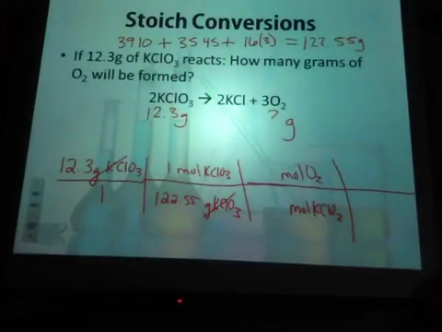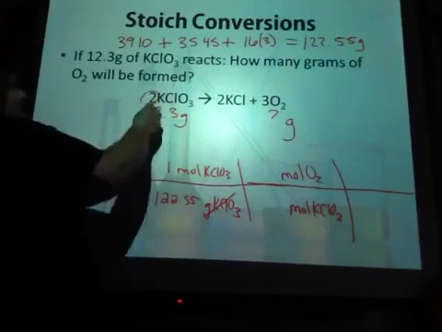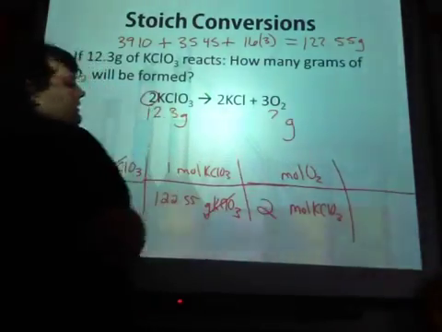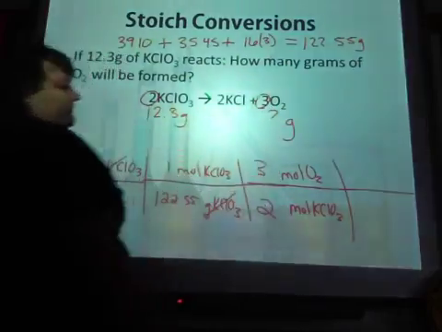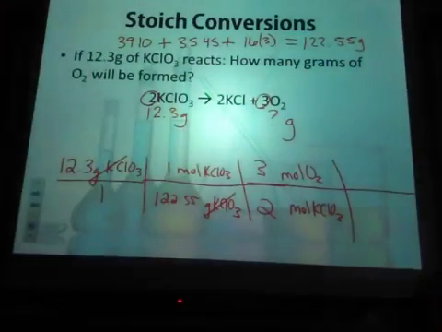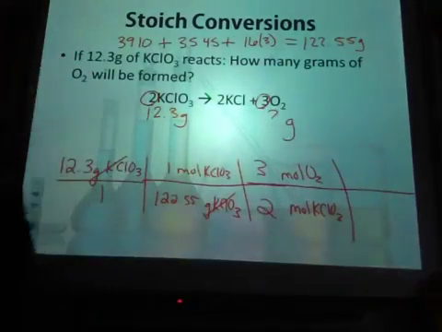So our chart says to use the coefficients. So we've got to look for the coefficient of KClO3, which is 2, and the coefficient of oxygen is 3. Okay? We can't stop here though, because we're in moles now. We need to get to grams. So one more step.